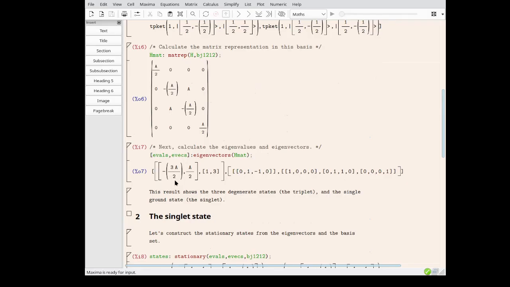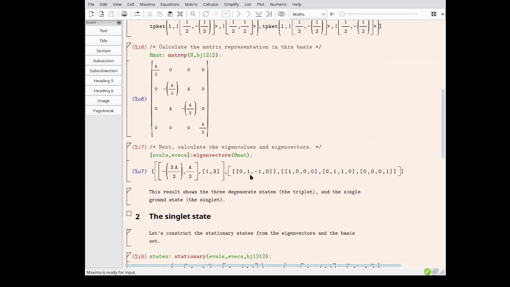And you can see that the eigenvalues are in the first list here, and the eigenvectors are in the second list. In the first list, you see that we have a degeneracy here of 1 for the state with minus 3a over 2 in energy, and then we have a triply degenerate state with energy a over 2. And then corresponding to those eigenvalues of the matrix are the eigenvectors.